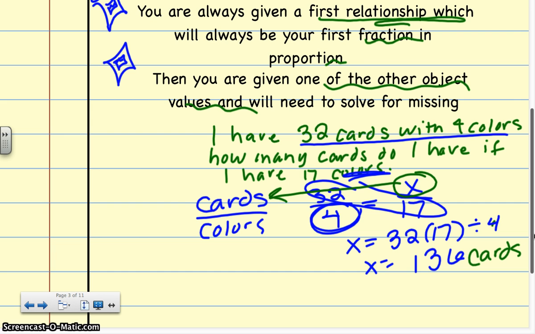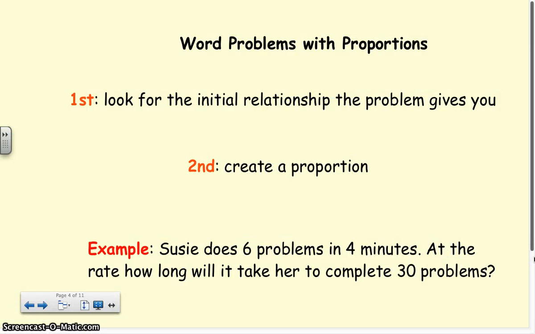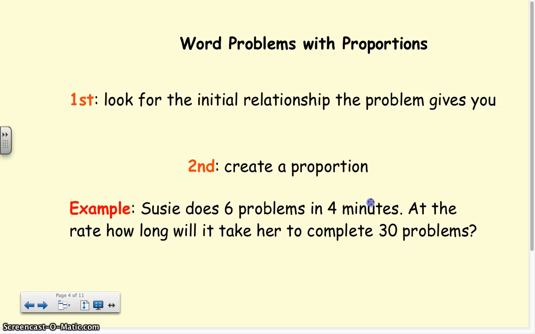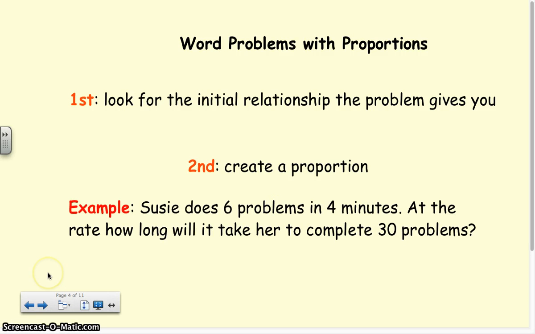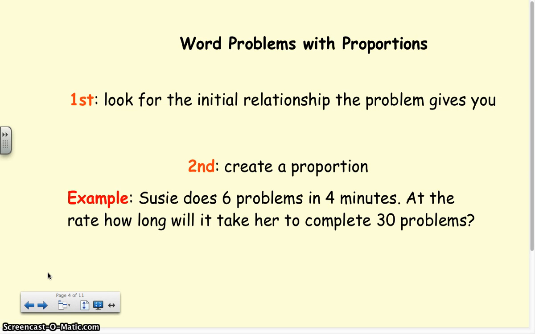Okay? I want you to write down this example. Well, actually the whole steps. I want everybody to write the whole steps. The first thing you do is look for the initial relationship. The second thing, we're going to create a proportion, and then write that example down.